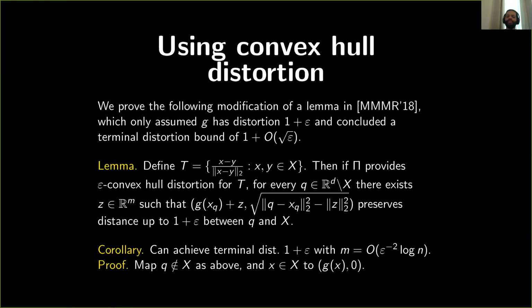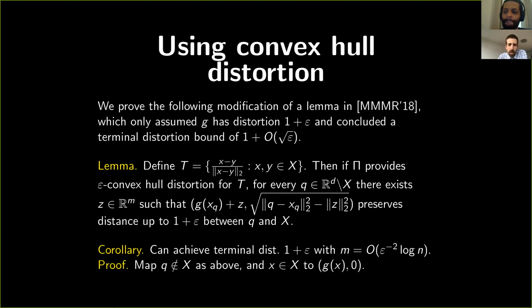As a corollary, you can get 1 plus epsilon terminal distortion with m being 1 over epsilon squared times log n, basically the number of dimensions you need to get convex hull distortion. For the rest of the upper bound, I'm going to prove this lemma for you. And once we're done proving the lemma, I'm going to switch to a lower bound for JL, which is also a lower bound for terminal JL.